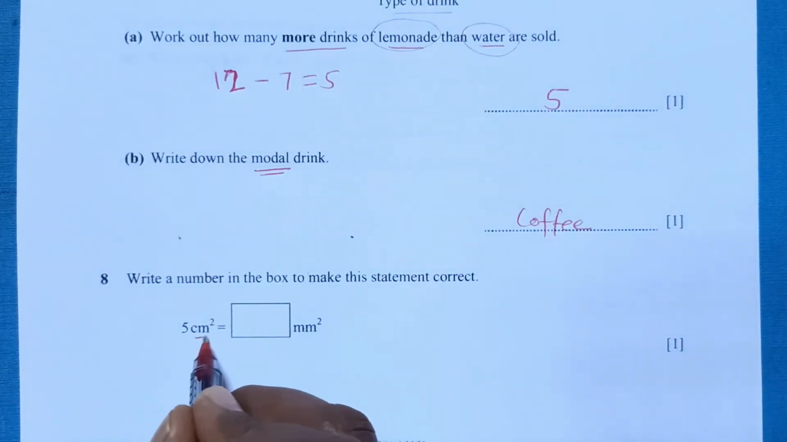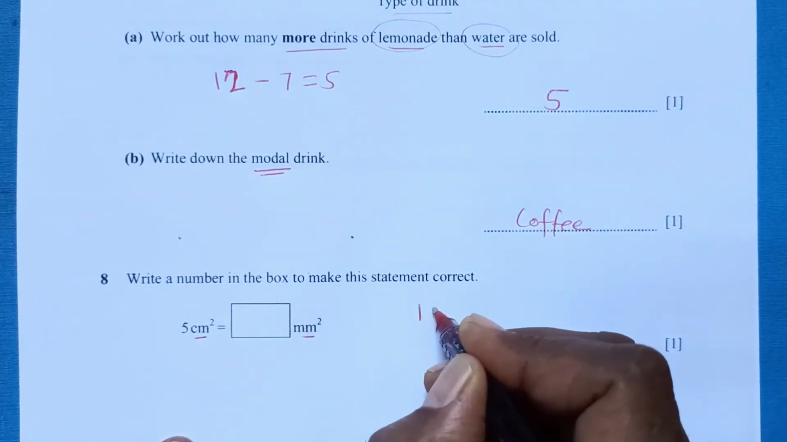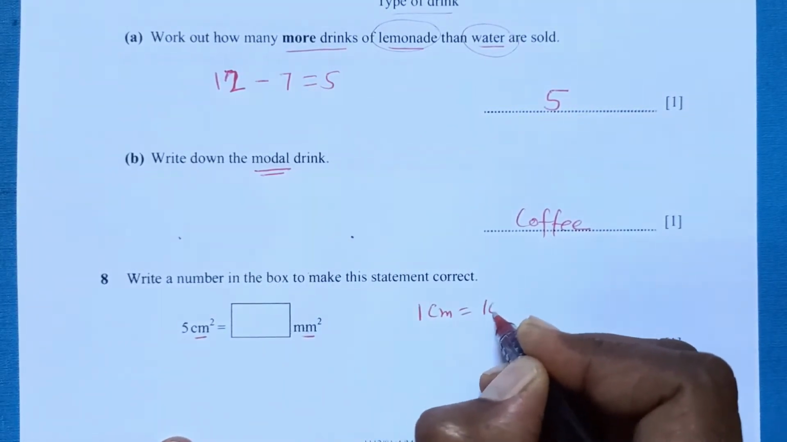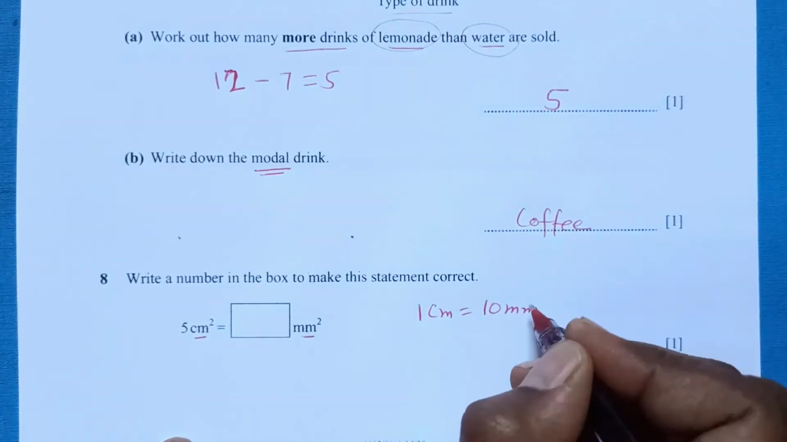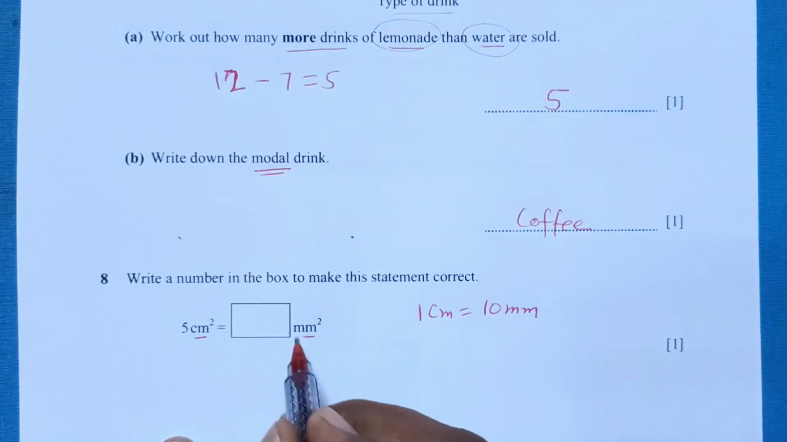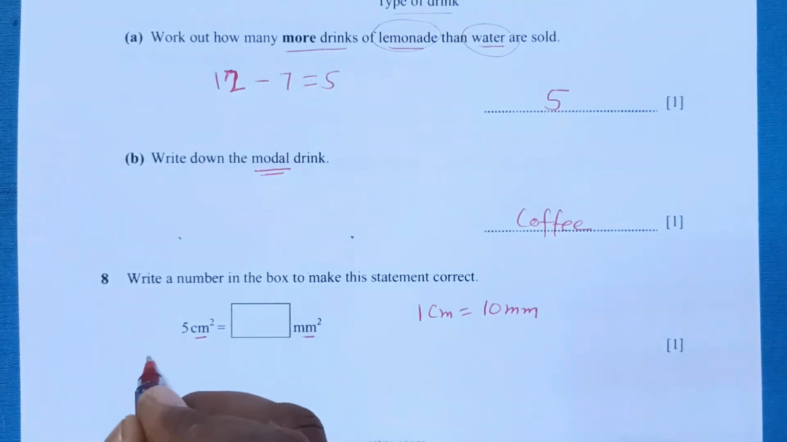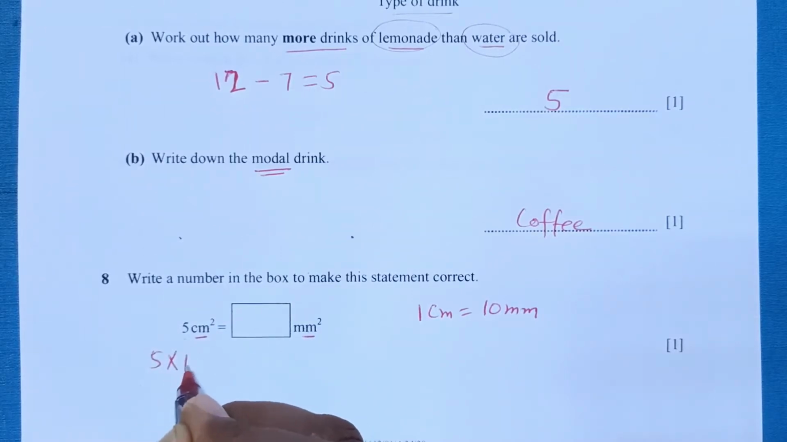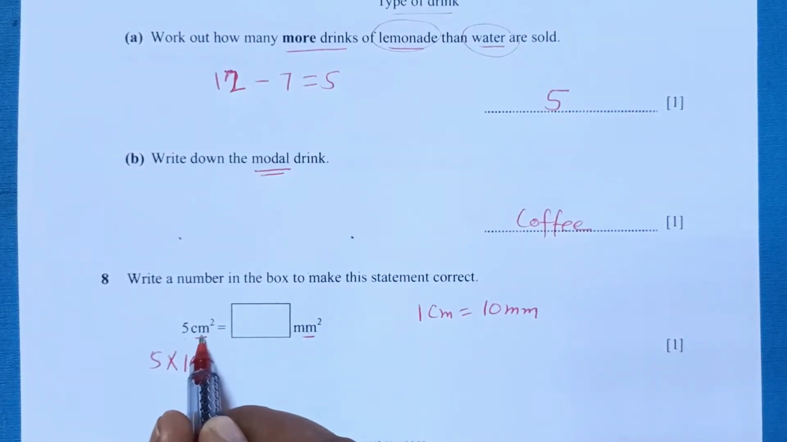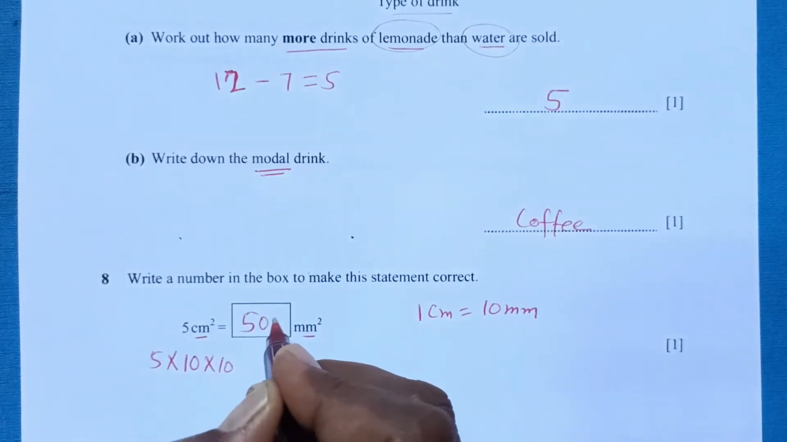So 5 centimeter square, this side we have millimeter squared. As you know, 1 centimeter contains 10 millimeters. So 5 centimeters squared, that means we are converting centimeters squared to millimeters squared. From here we will multiply by 10 to make centimeter to millimeter, because this is centimeter squared, so times 10 again, so that will make it millimeter squared, which is 500.